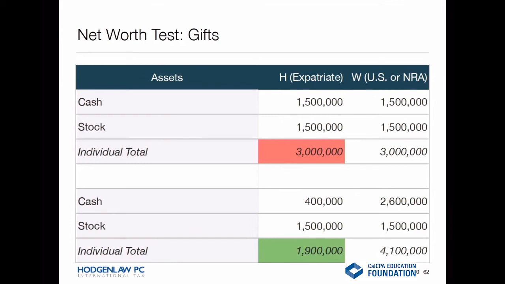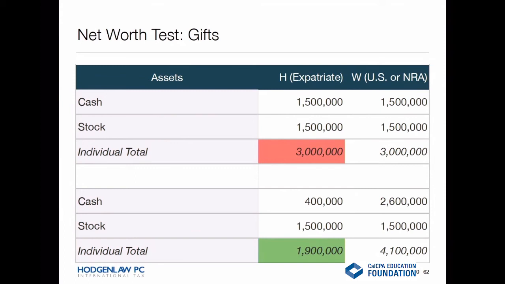In each of these columns, the husband column and the wife column, we've listed their separate assets. And at the top is the scenario of, okay, we own everything 50-50 between us. So husband owns 1.5 million of cash, wife owns 1.5 million of cash. Husband owns 1.5 million of stock, wife owns 1.5 million of stock.